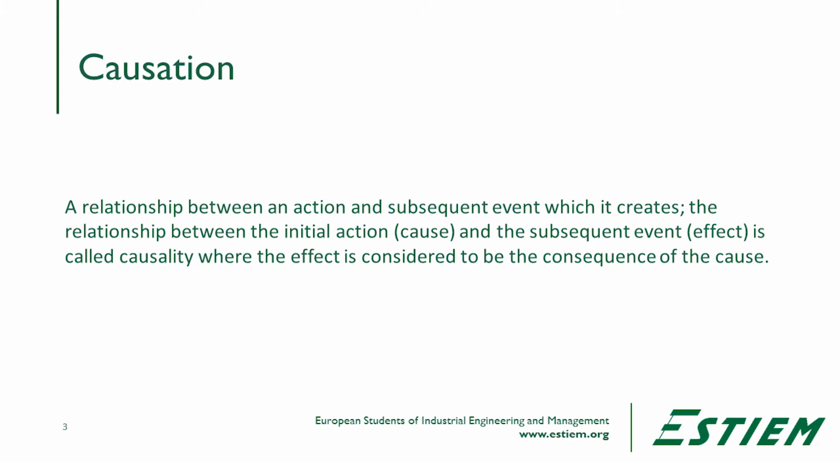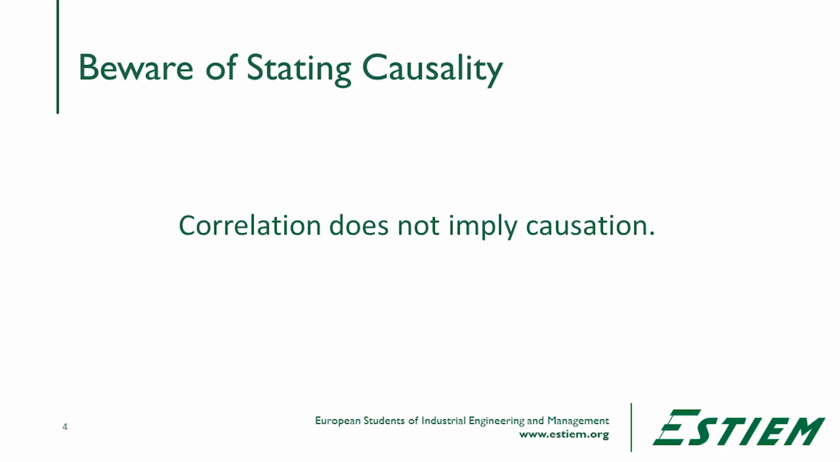So what is causation? It's a relationship between an action and a subsequent event that it creates. The relationship between the initial action, the cause, and the subsequent action, the effect, is called causality when the effect is considered to be a consequence of the cause. We have to beware of this particular saying: correlation does not imply causation. There may be a strong one-to-one mathematical relationship between two factors, but that's not sufficient to say causality exists.